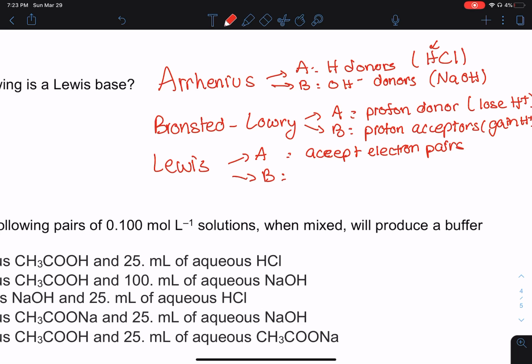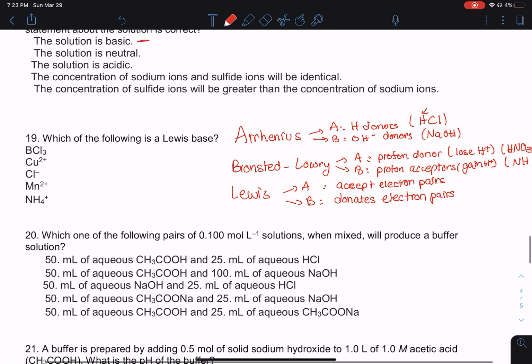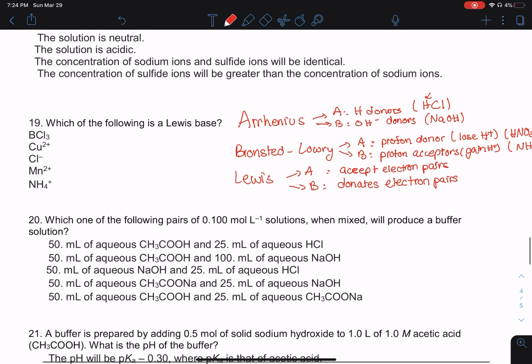A base donates electron pairs. Okay, so in this question, we have which of the following is a Lewis base? So something that can donate electron pairs.